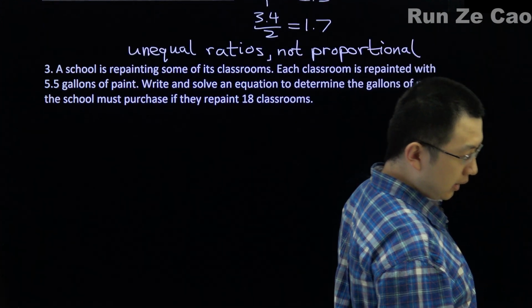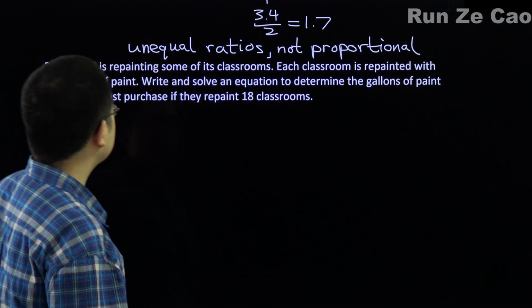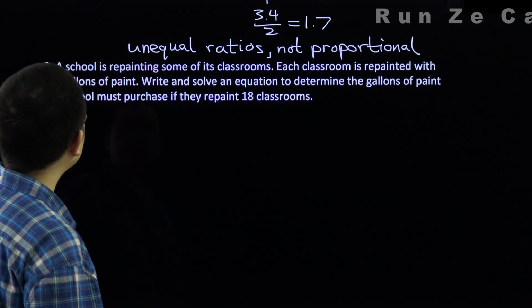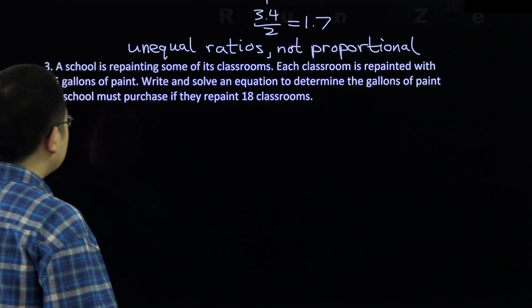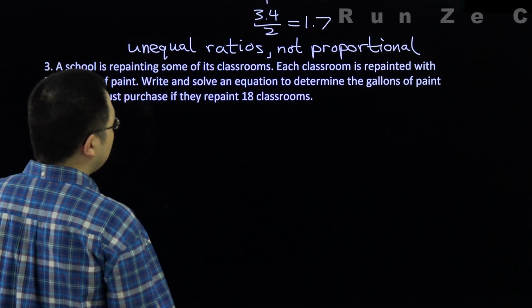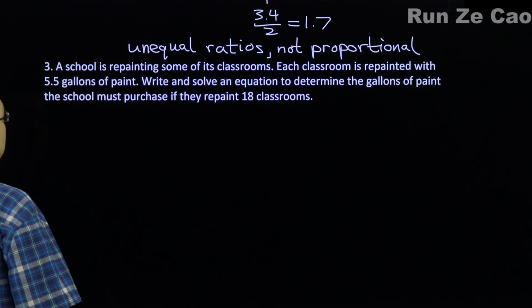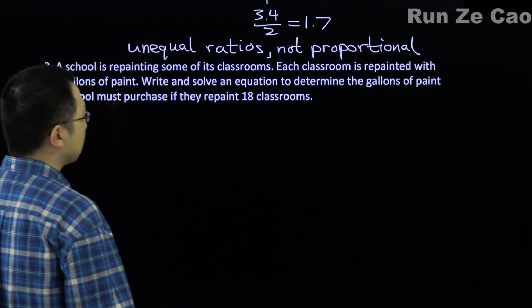A school is repainting some of its classrooms. Each classroom is repainted with 5.5 gallons of paint. Write and solve an equation to determine the gallons of paint the school must purchase if they repaint 18 classrooms.